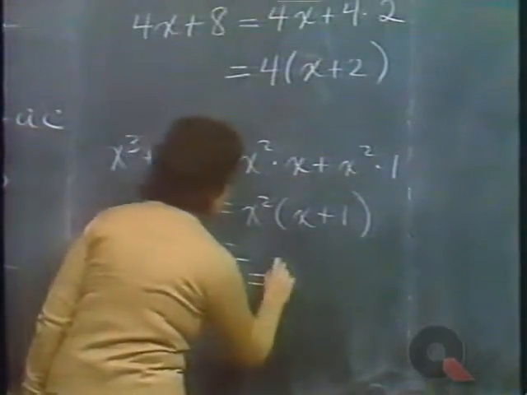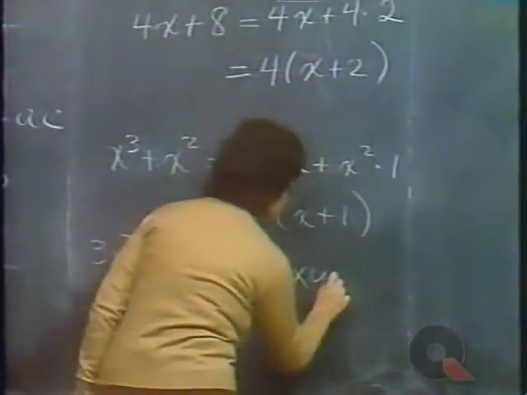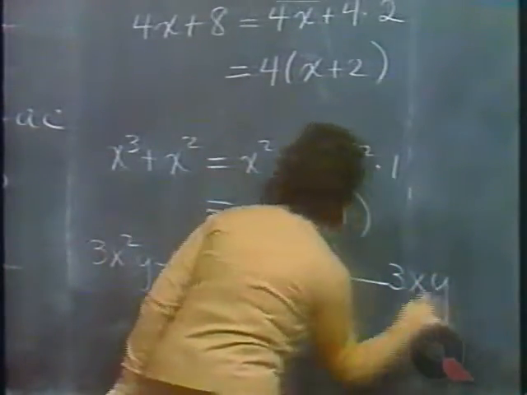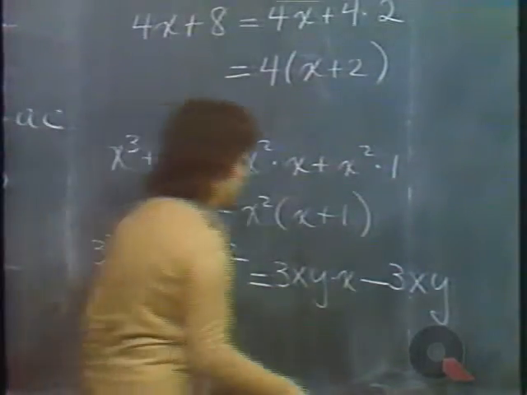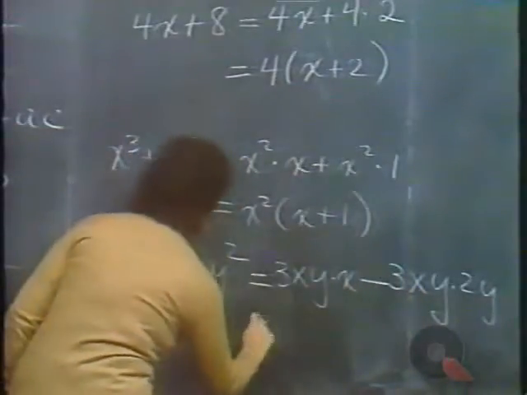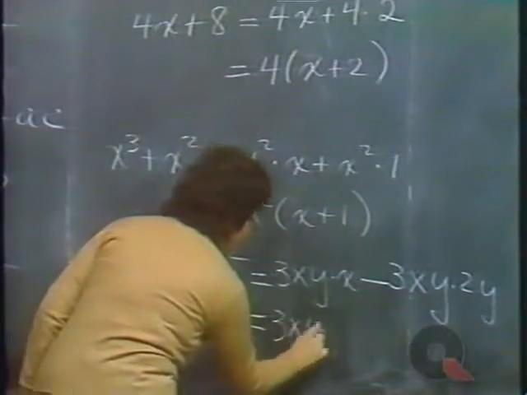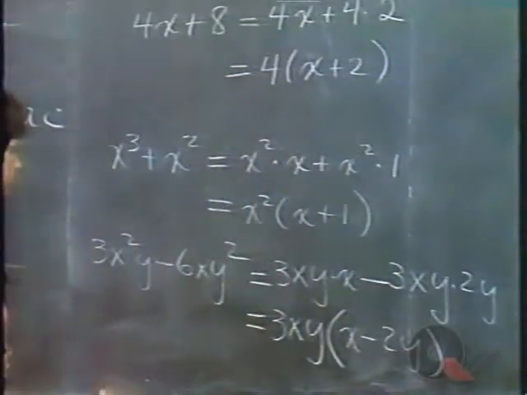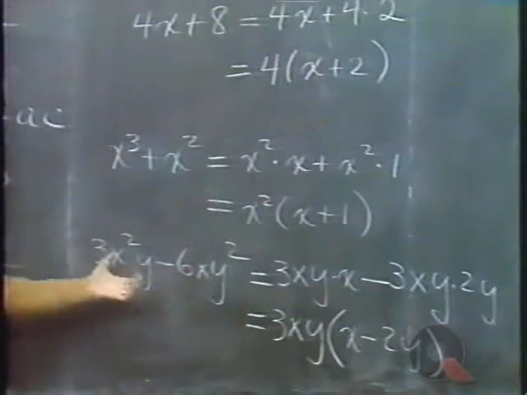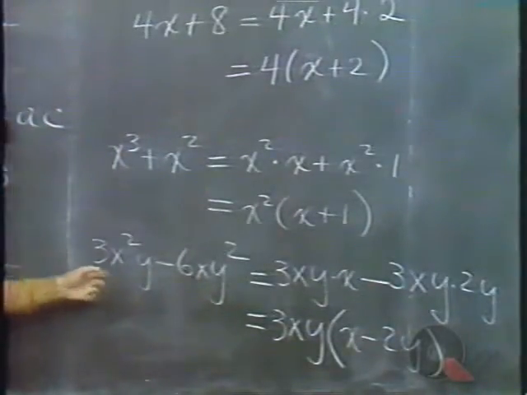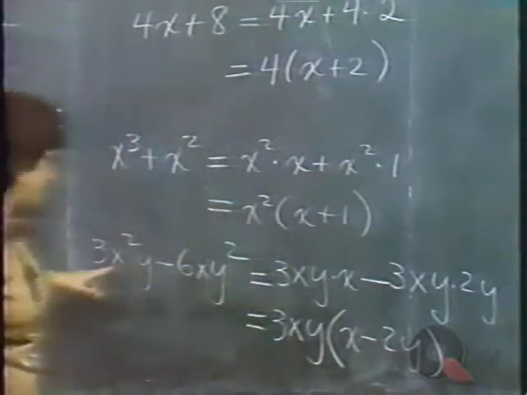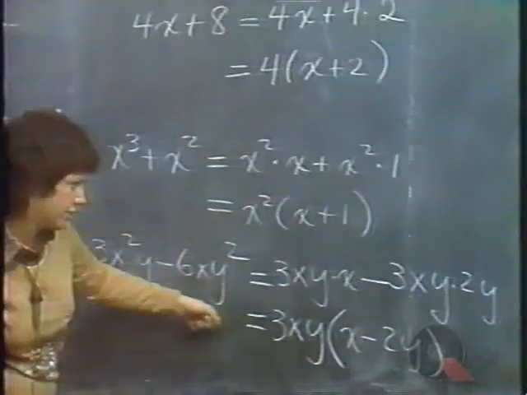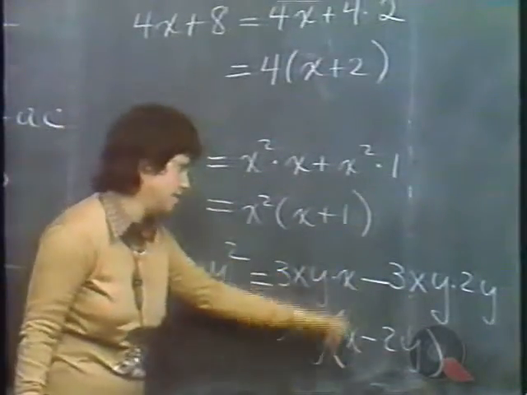Let's rewrite the first term as 3xy times x, and minus the second term we will write as 3xy times 2y. We can then pull the 3xy out in front, leaving us with x minus 2y. The first term and the second term each had a 3xy as a factor. That was the greatest common factor. 3xy times x would give you the first term, 3x squared y, and 3xy times the minus 2y gives you the minus 6xy squared over here. We pull out the 3xy, we are left with x minus 2y.